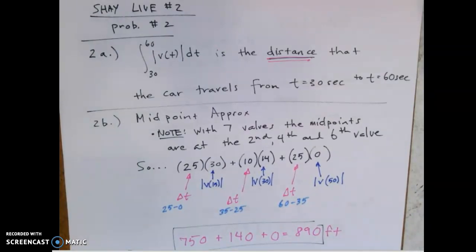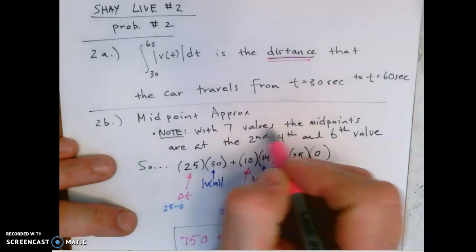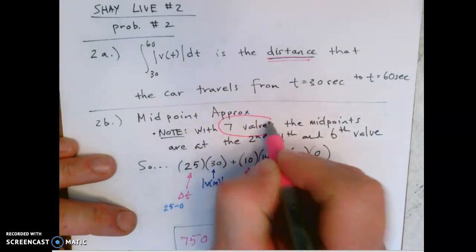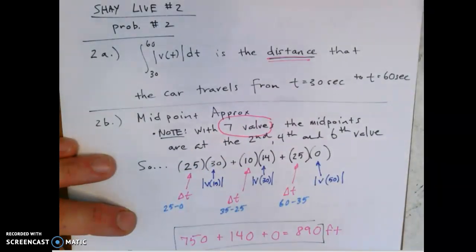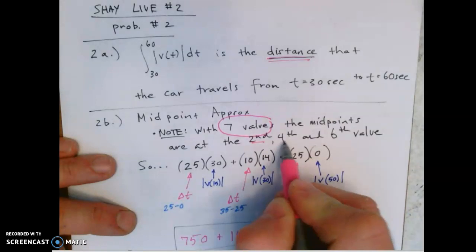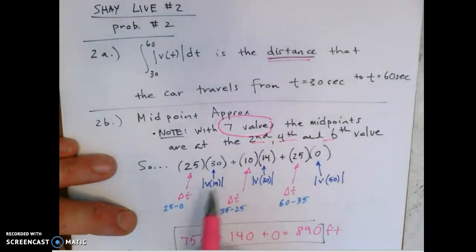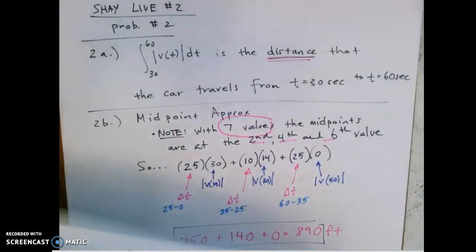Part B, approximate, and this one I changed on you. Approximate the integral from 0 to 60 of the absolute value of velocity using midpoint approximation with 3 subintervals. The reason I did this is because I think it's a confusing concept with the table of values. So 7 values using midpoint estimation means I'm going to use the 2nd, the 4th, and the 6th, okay? And this is what it comes out to as a number. So let's look at the table first.